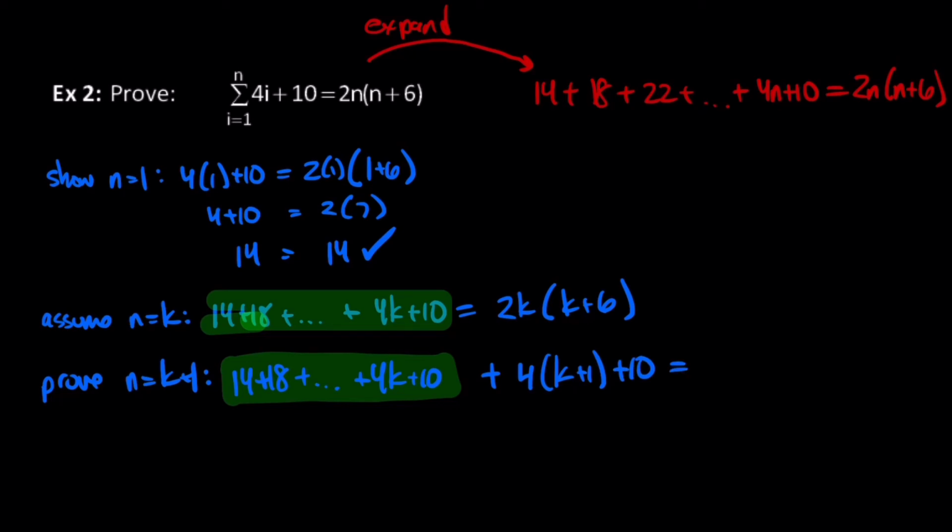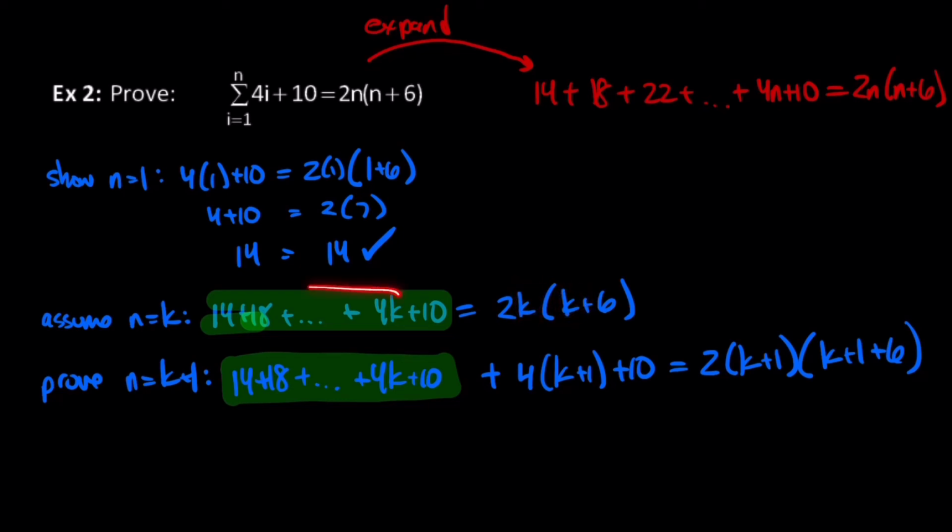Now over on the right side, I need to replace that with a k plus 1, and I need to replace that with a k plus 1. And still include these other numbers. So use your parentheses. 2 times k plus 1 times, parentheses, k plus 1 plus 6. That's what I get when I replace both of these with a k plus 1.